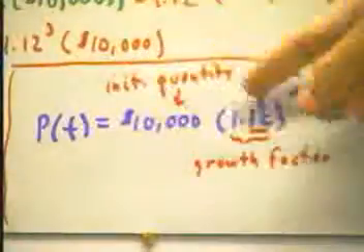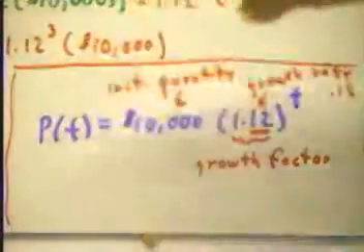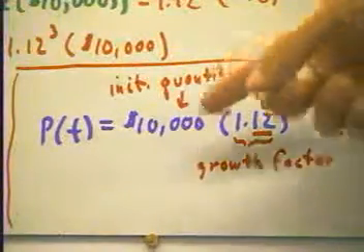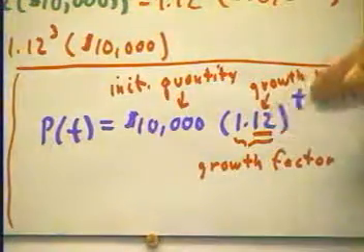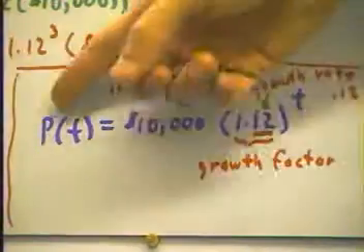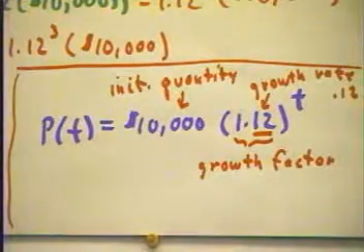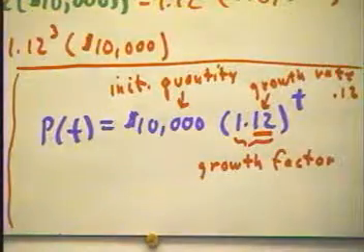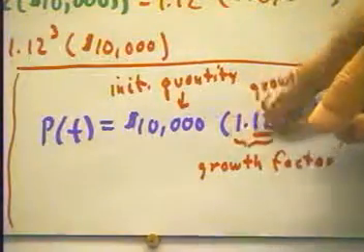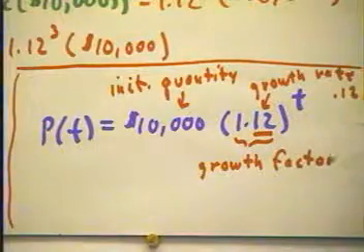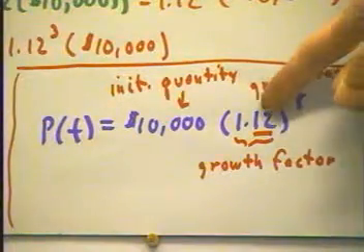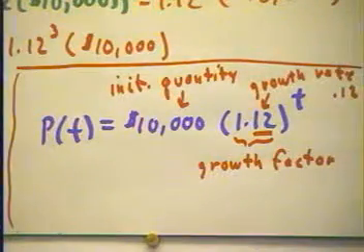we can look at the principal function as follows. Principal as a function of time is simply equal to $10,000 times 1.12 to the t. Here's our principal function. The $10,000 out here is our initial quantity. The 1.12 is what we call the growth factor. It's the factor by which we multiply the principal each year to get the principal a year later.